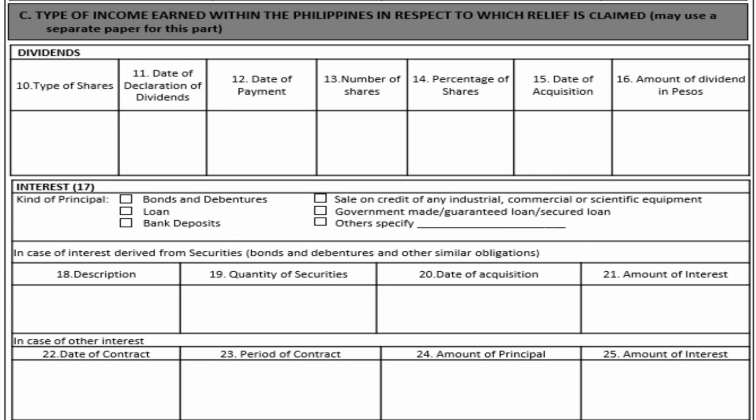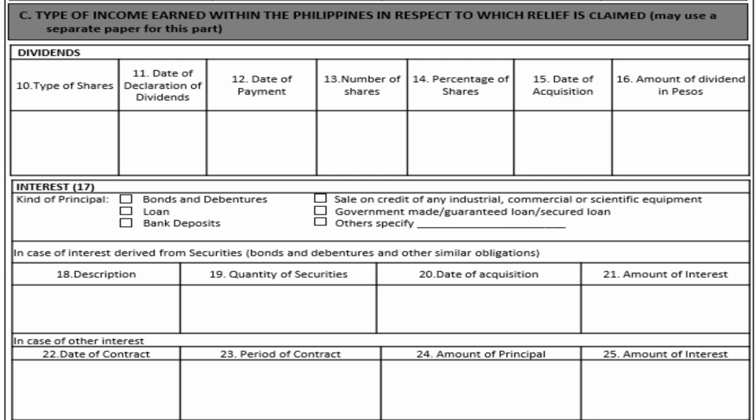So for dividend, type of shares, date of declaration of dividends, date of payment, number of shares, percentage of shares, date of acquisition, amount of dividend in pesos. For interest, kind of principal: bonds, debentures, loans, banks, deposits, sale on credit of any industrial, commercial, or scientific equipment, government-made, guaranteed loan, secured loan, others is 5. Bakit nakalagay dito yung mga loans? Kasi dito nanggagaling yung interest.